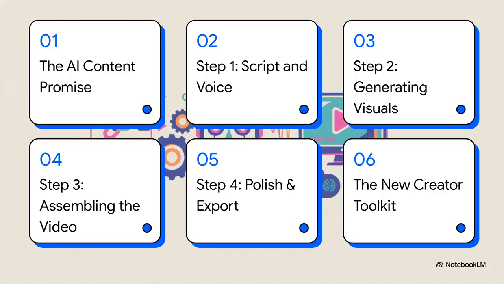All right, here's our roadmap for today. We'll start with the big picture promise of AI content, then dive into the four main steps: creating the script and voice, generating visuals, putting it all together, and adding those final professional touches. Finally, we'll wrap up by looking at what this new toolkit really means for creators.